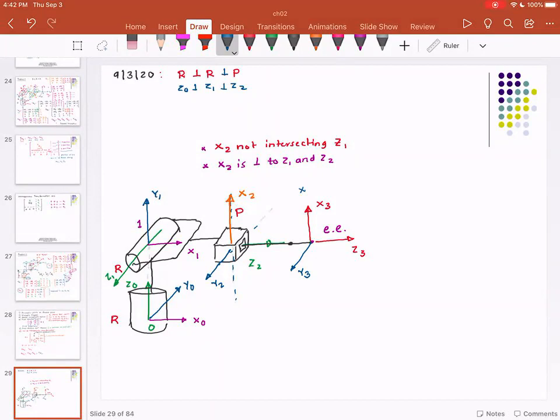Okay, any other questions? Intersecting and perpendicular. Intersecting means it needs to cross, and perpendicular means it needs to cross at 90 degrees. Two axes could be perpendicular to each other, but not intersecting.